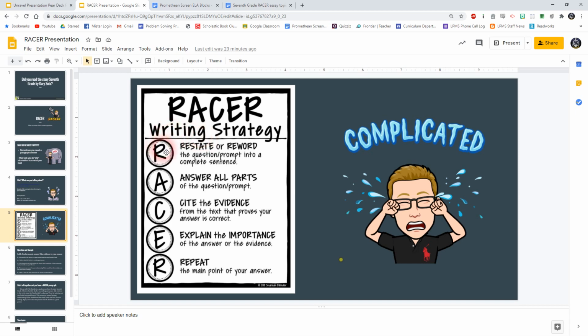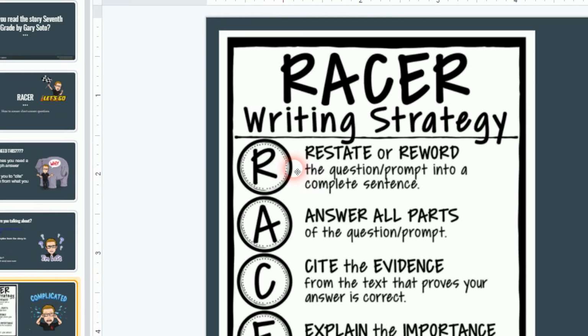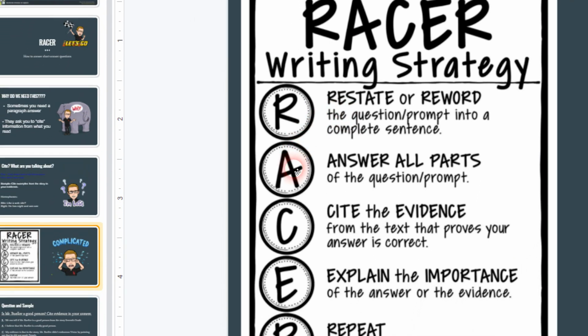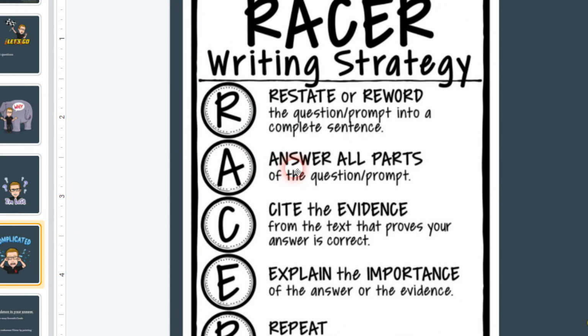When you're asked a question from a story, I'll sometimes say, do a RACER paragraph. That means this. R stands for restating the question in a complete sentence. A stands for answering the question or answering all parts of the question. Now, all of my students can do R. They restate the question. All of my students answer the question. But a lot of students stop there. And if you stop there, you won't receive full credit anymore.